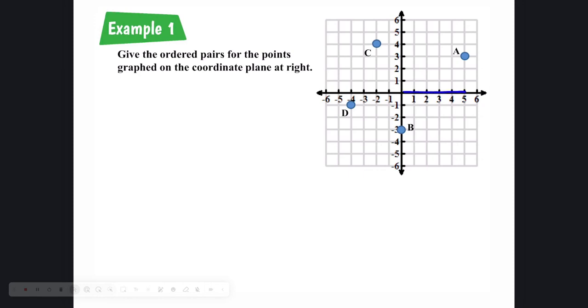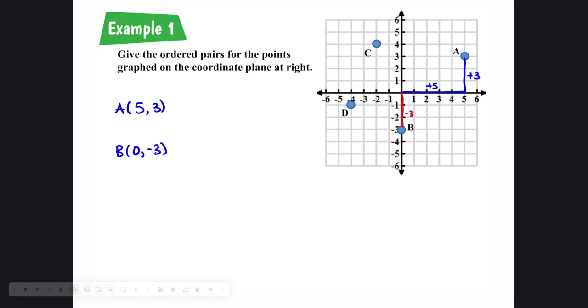Point A is 5 units right on the x-axis, positive 5, and 3 units up on the y-axis, positive 3. The ordered pair for this point is when x is 5 and y is 3. Point B has no movement on the x-axis. This is quantified as 0. However, point B is 3 units down on the y-axis, at negative 3. The ordered pair for this point is when x is 0 and y is negative 3.